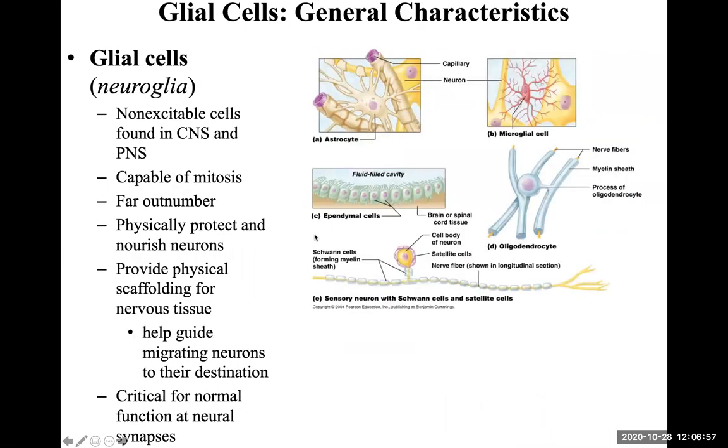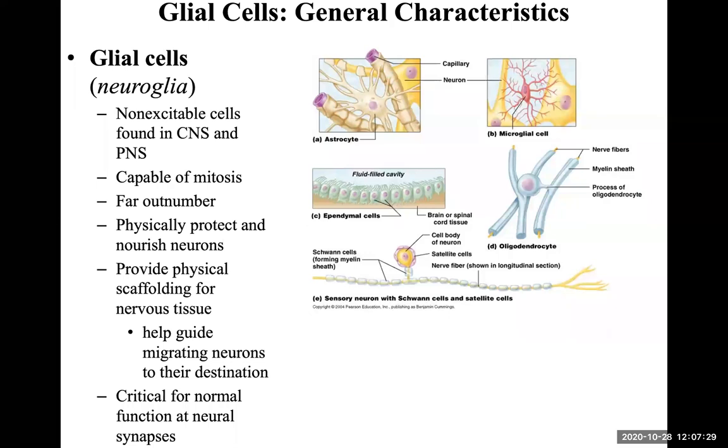Okay, so now we're going to go through and talk about the different neuroglial cells that we have both in the central nervous system and in the peripheral nervous system. Again, glial cells are not electrically excitable cells. They do not generate and propagate action potentials, but what they do is support, nourish, and protect neurons and enable them to do their jobs, which is to generate and fire action potentials, more efficiently.